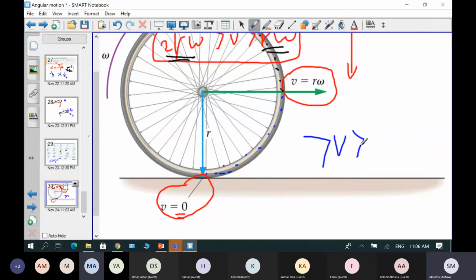No, what do I have to put here? Greater than 0 and less than R omega. Yes, it's omega, not W. Bravo, Muhammad. Yes, that's it. Muhammad was focusing with me.